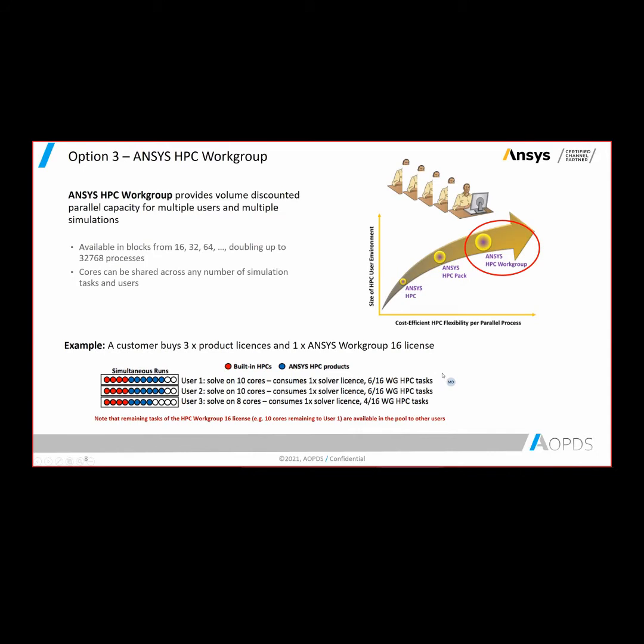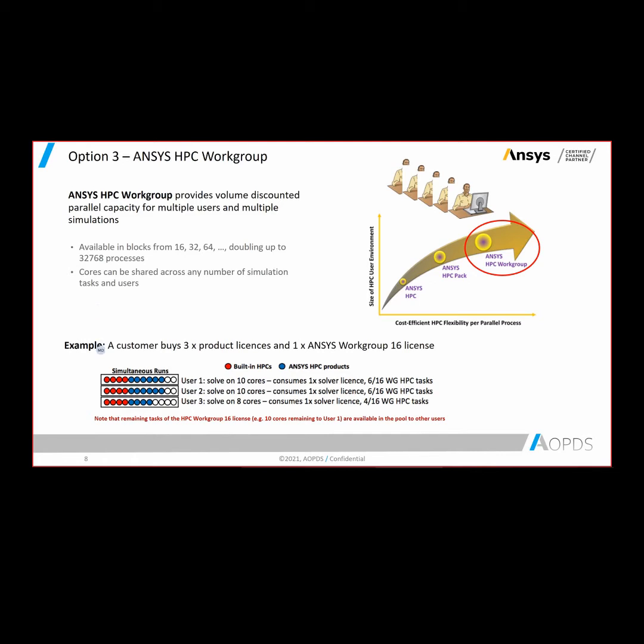And this is the third option, Ansys HPC Workgroup, which provides large-scale parallel capabilities, and also you can share the cores among multiple users and multiple runs. It's available in blocks of 16, 32, 64, and doubling up to almost 33,000 processors. And as I mentioned, cores can be shared across any number of simulation tasks and users. So this is beneficial where there are multiple users and multiple simultaneous runs.